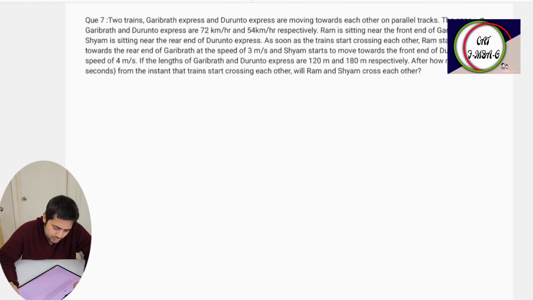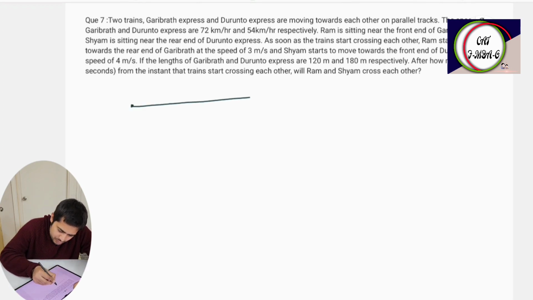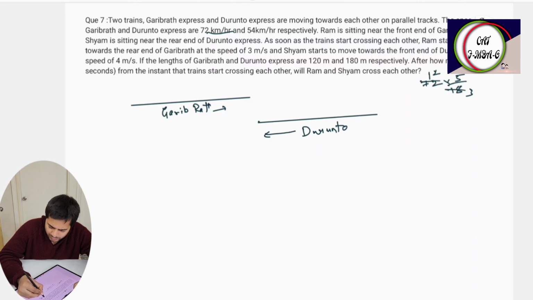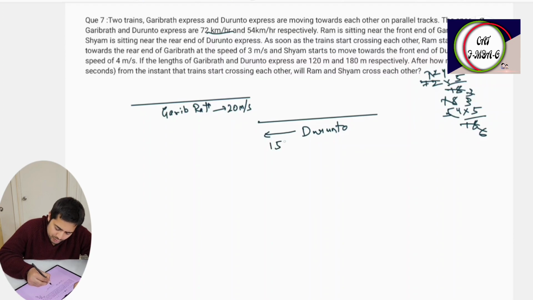Okay, this is a very interesting question. Two trains, Garib Rath Express and Duranto, are moving towards each other on parallel tracks. The speed of Garib Rath is 72 into 5 by 18, which is 20 meter per second, and Duranto is 54 into 5 by 18, which is 15 meter per second.